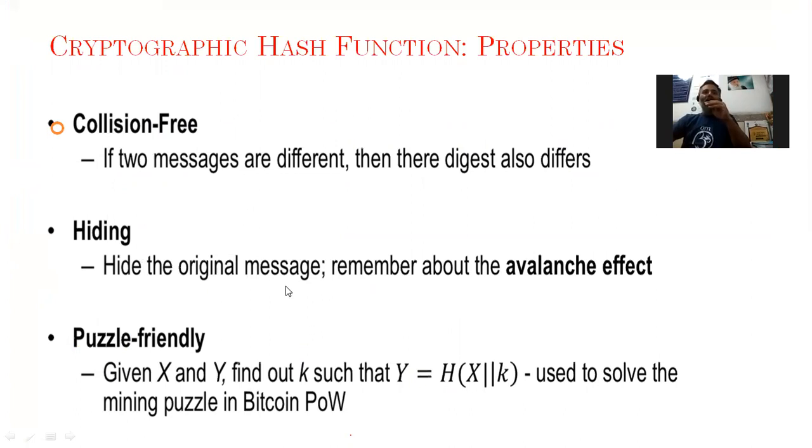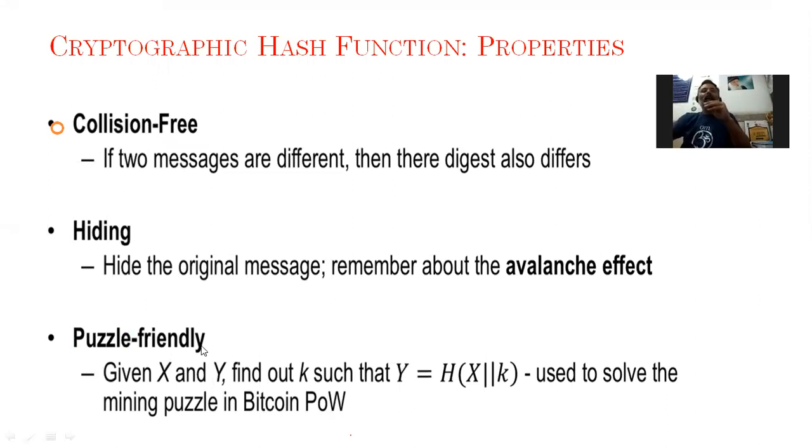Hiding: hide the original message. Remember about the avalanche effect. It is not in the scope of our discussion. Puzzle friendly: given x and y, find k such that y is equal to h(x concatenated with k). This is used to solve the mining puzzle in Bitcoin with proof of work. This is the consensus mechanism.